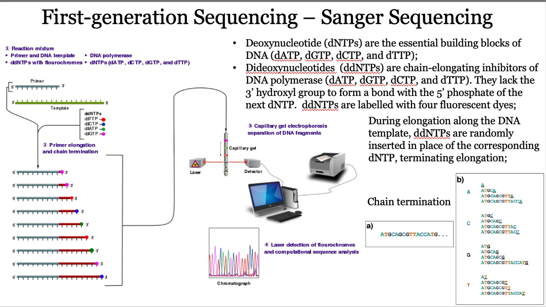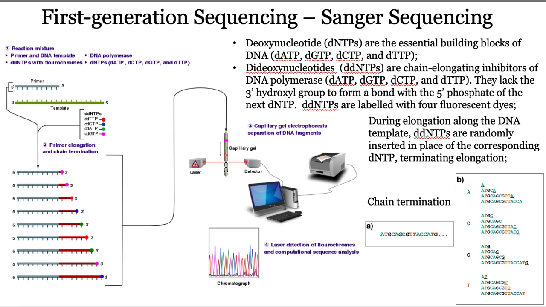To do Sanger sequencing, you need to have the template. The template is your target DNA. You want to determine the sequence of nucleotides on that target DNA. In order to do that, you need a primer, and you need dNTP, deoxynucleotides. Basically, those are the building blocks of DNA. So if you have primer, dNTP, and a template, you can synthesize the complete complementary strand of that DNA.